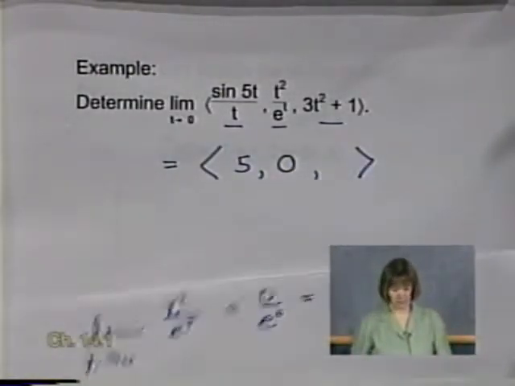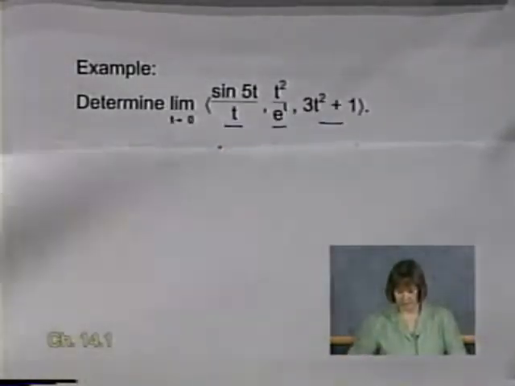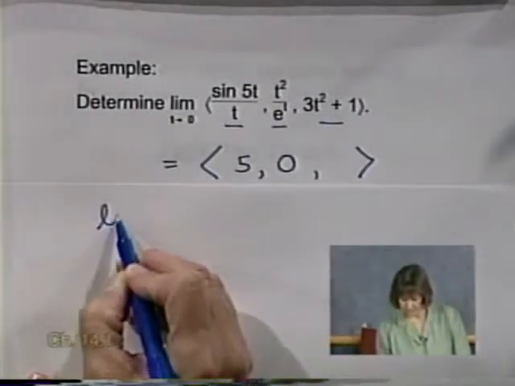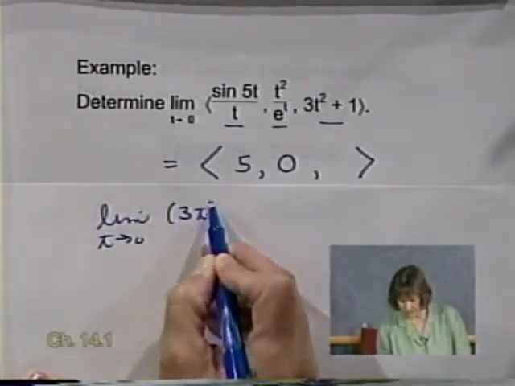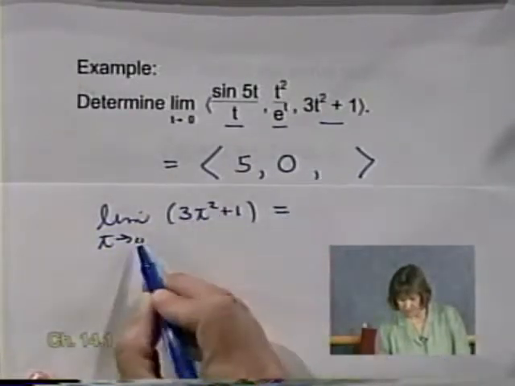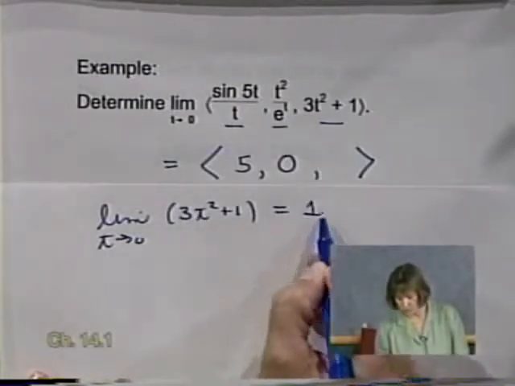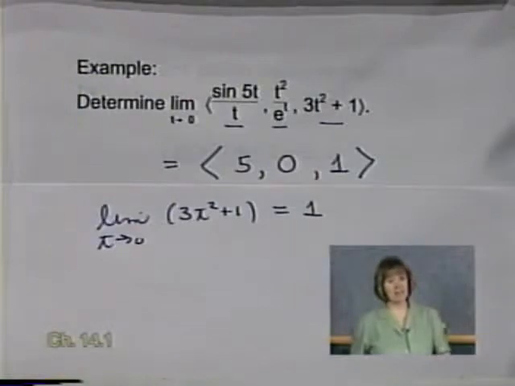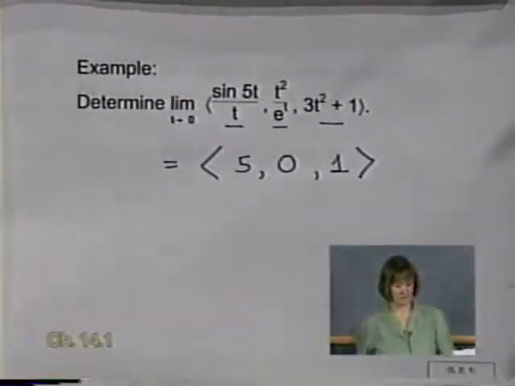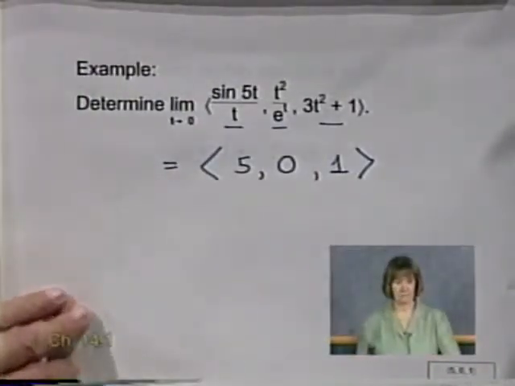Okay, and then thirdly, we've got to take the limit as t goes to 0 of the z component. And that one's easy because 3 times 0 is 0 plus 1 is 1. And so the limit for this vector valued function is the vector whose components are 5, 0, and 1.